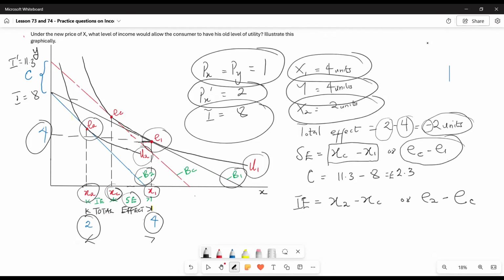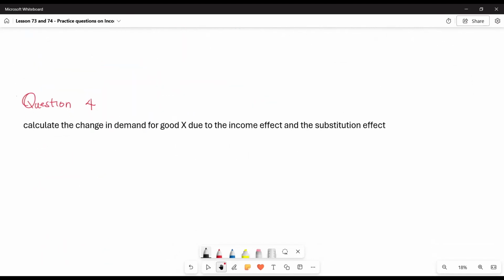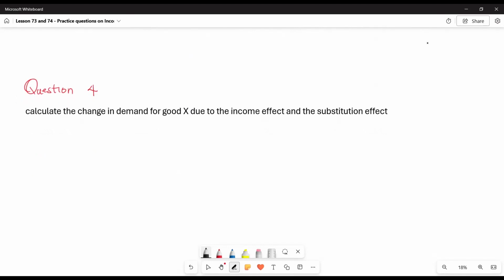Previously, we saw that the income that is needed to keep Ella at her original utility U1, even though the prices have changed, is a new income of 11.3, where we saw that the difference between the old and the new income, which is C, is equal to 2.3. The next question we are going to be considering here is to calculate the change in demand for good X due to the income effect and the substitution effect.